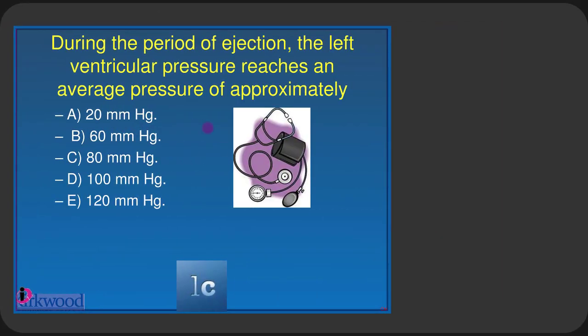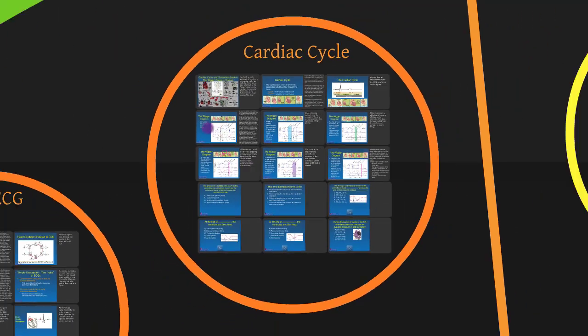During the period of ejection, the left ventricular pressure reaches an average pressure of approximately, put the BP cuff there as a hint. Usually systolic pressure, the high number in a blood pressure, is around 120 over 80 would be the diastolic, but the 120 represents the pressure the heart can push at, and so that's the answer, E. So that's the cardiac cycle.